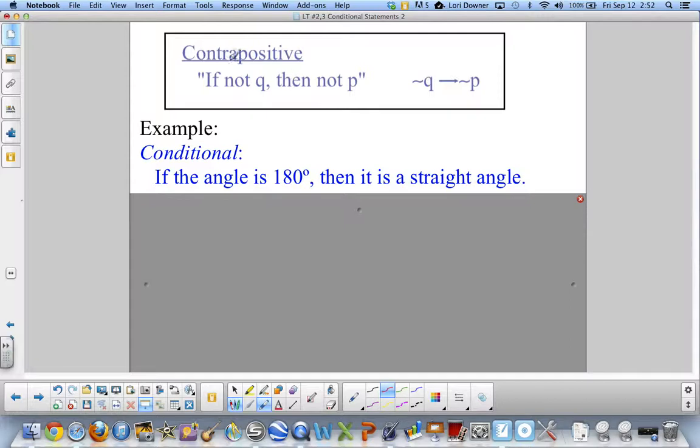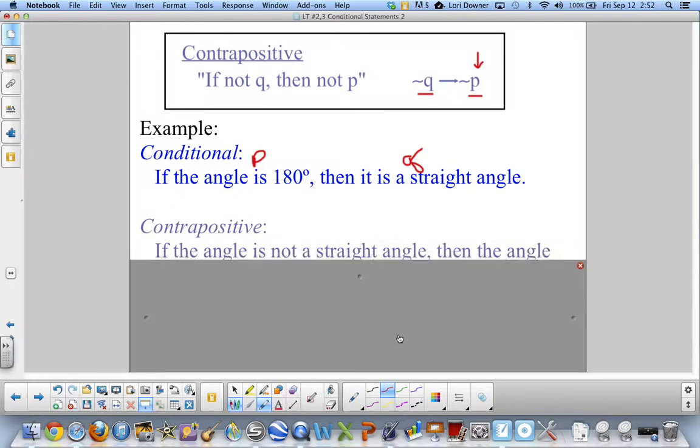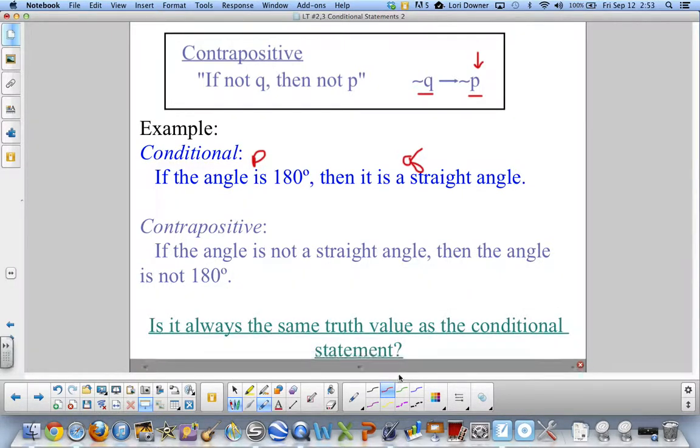Conditional statement. If the angle is 180, then it is a straight angle. Our contrapositive says we switch it around, we put the Q first, and we negate it. So here's our if P, then Q. So if an angle is 180, we'll come second, and we'll negate it, and this guy will come first. So we switch it around to say, if the angle is not a straight angle, then the angle is not 180 degrees. True value here.